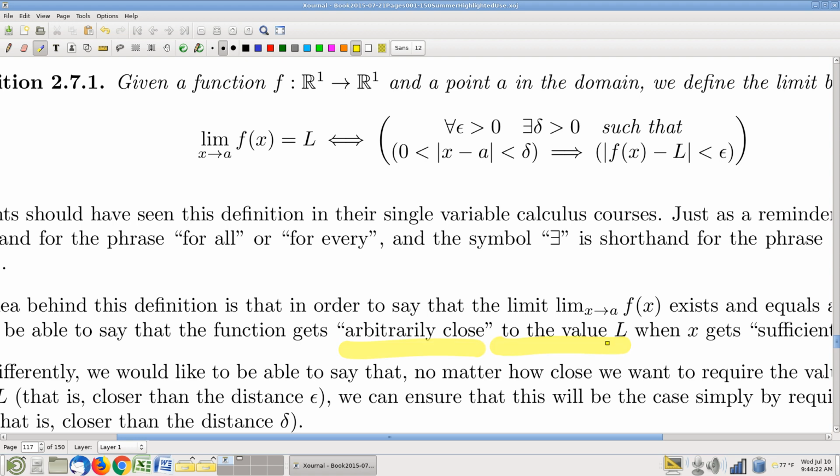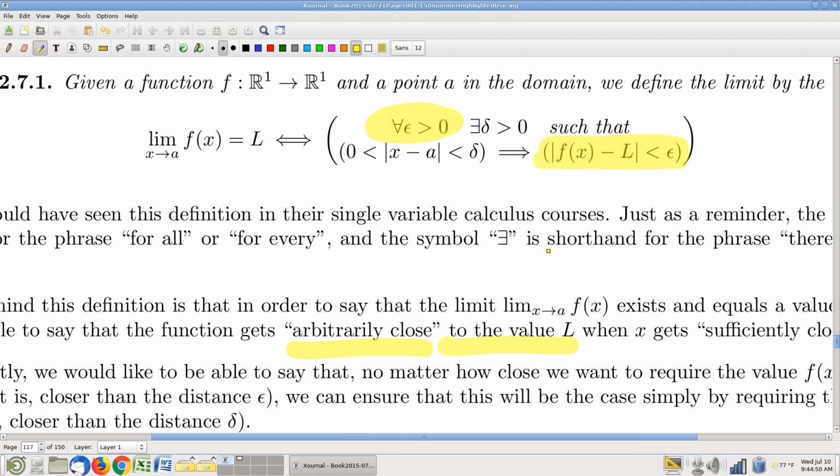So arbitrarily close, going back here to the definition, arbitrarily close to the value L, we represent that by saying, look, no matter what epsilon you come to me with, I don't care how small epsilon is, we can create a set of circumstances where the value of the function is no more than that far away. In other words, at least that close to the value L. So that's the arbitrarily close part.